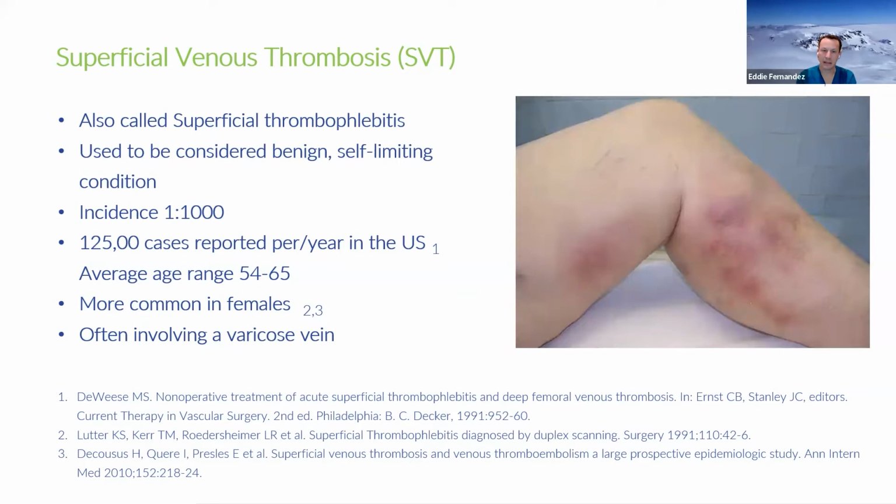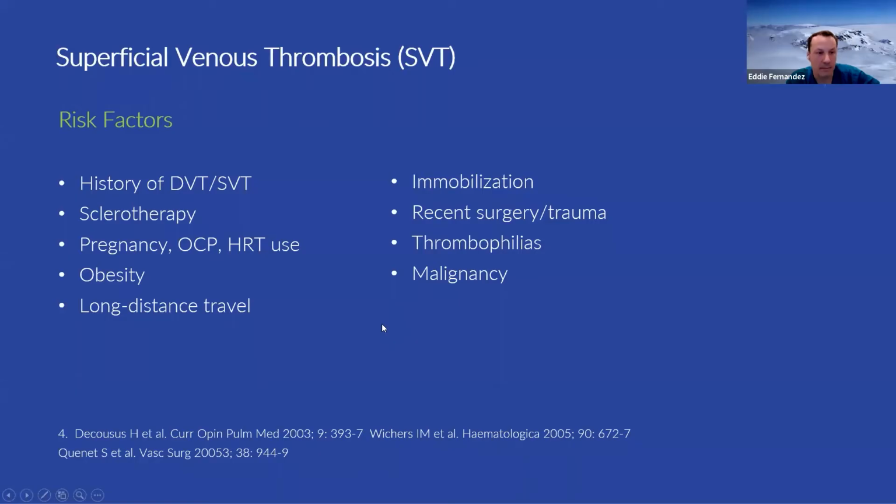The incidence is 1 in 1,000, with an estimated incidence of approximately 125,000 cases in the United States alone every year. And the average age for this case is approximately 54 to 65 years old. It is more common in females, and it often involves varicose veins.